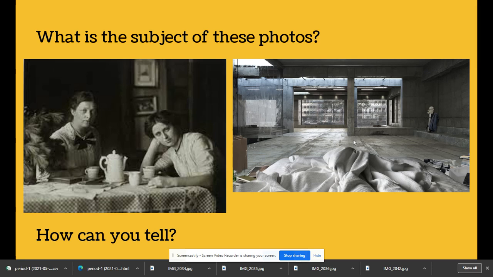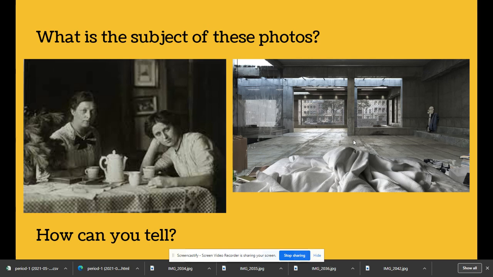So we've got these two people sitting, having coffee or tea or something. What is the subject of that photo? Is there a subject? Is there one subject? Is there two subjects? And how can you tell that that is the subject?